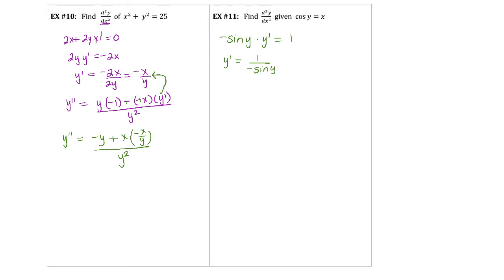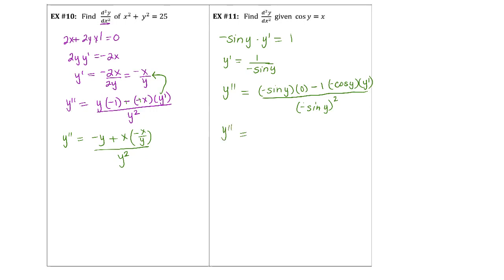Now we're ready to do our second derivative. So y prime prime equals the bottom times the derivative of the top minus the top times derivative of the bottom, which is going to give us negative cosine y, times y prime, and that is all over the bottom squared. So that's going to be negative sine of y all squared. And again, we're not quite finished because we have a y prime, and most of the time we do have to go back and replace that.